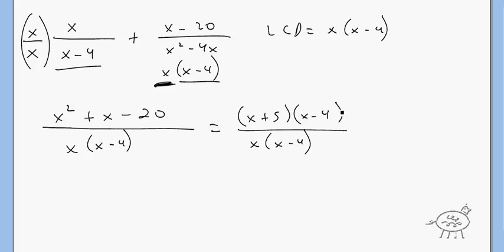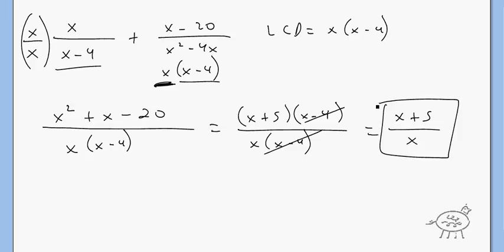Now, last step is cancel if you can, and I can't cancel. So my answer is x plus 5 over x. Please don't cancel out the x's there. That's the final answer. x plus 5 over x.